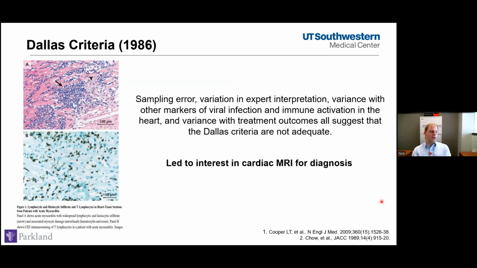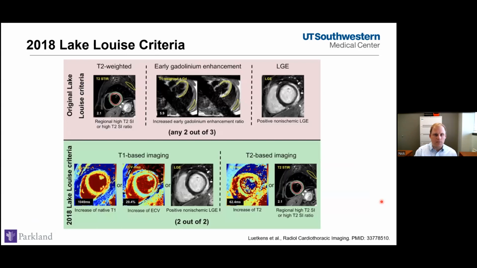However, there's quite a bit of sampling error and variability, different labs were calling different things, and certainly biopsy and pathology was not widely available. And so that led to the need to really move forward and create an MRI or imaging-based diagnosis. Now, as many of you are aware, we have the cardiac MRI protocols related to myocarditis, and I'm not going to spend a ton of time on that, just highlighting that the most updated version of that, the 2018 Lake Louise criteria, includes a requirement for both a T1-based imaging abnormality and a T2-based imaging abnormality.